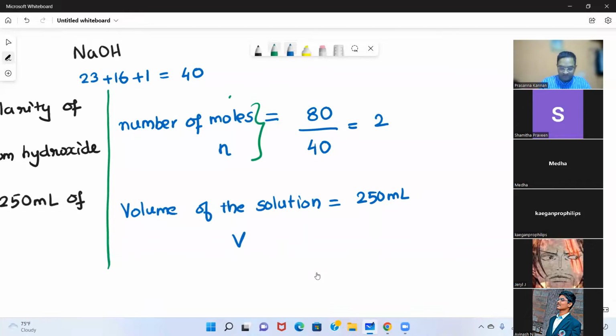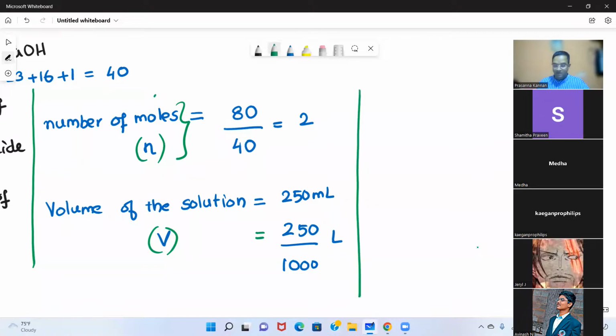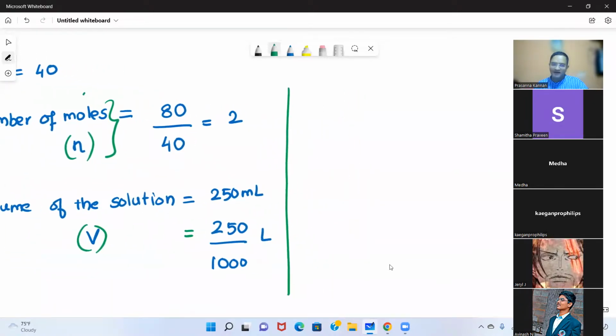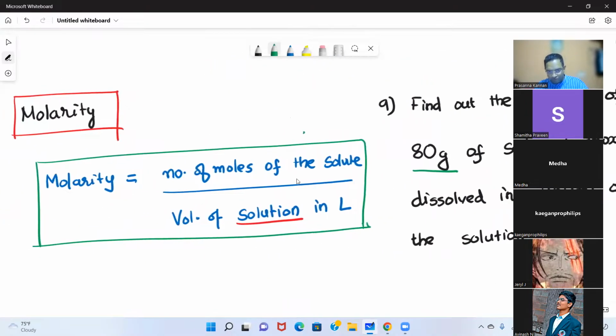So volume of the solution is 250 ml, which I can write in liters, so it is divided by 1000. Just like 250 grams is 250 divided by 1000 kilogram, right? Like that 250 ml is 1000th of a liter. So it is 250 divided by 1000 of a liter, okay? Now that's all. Once you found these two, you just have to plug it into the formula, right? So we already saw the formula for molarity. Molarity is number of moles of the solute divided by volume of the solution in liters.